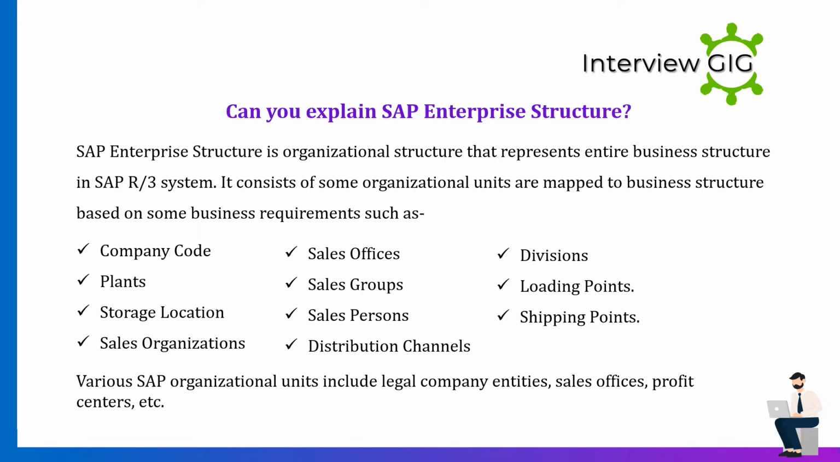Can you explain SAP Enterprise Structure? SAP Enterprise Structure is the organizational structure that represents the entire business structure in the SAP R/3 system. It consists of organizational units that are mapped to the business structure based on business requirements, such as company code, plants, storage location, sales organizations, sales offices, sales groups, salespersons, distribution channels, divisions, loading points, shipping points. Various SAP organizational units include legal company entities, sales offices, profit centers, etc.